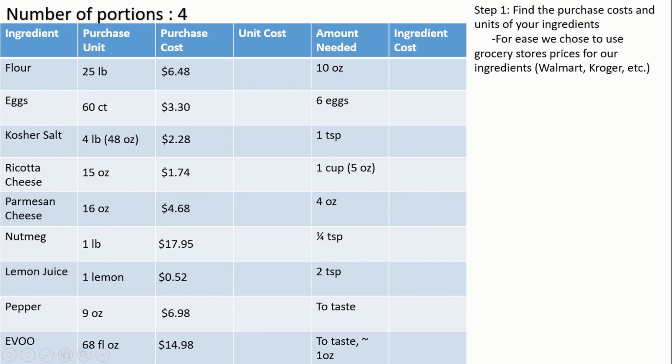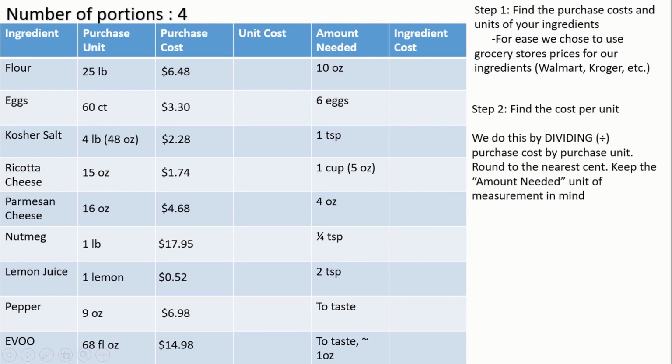So you can see, I've gone through each of these ingredients, figured how much it would cost per 1 unit of something, the package of something, and then put their prices right next to it. Okay, step 2 is you're going to be filling out the unit cost column. So what that is, as we said, is the price per 1 unit of something. So to find the unit cost, you need to take the purchase cost and divide it by the purchase unit. So in our case, first thing you would want to do is take $6.48 and divide it by 25 pounds.